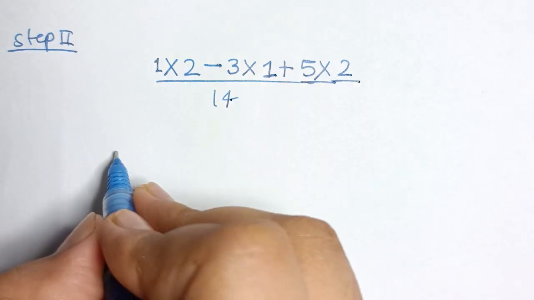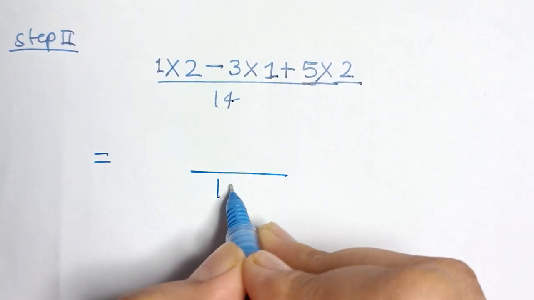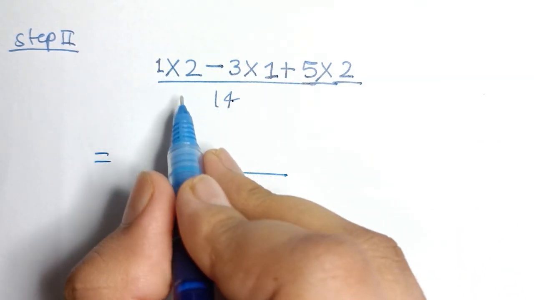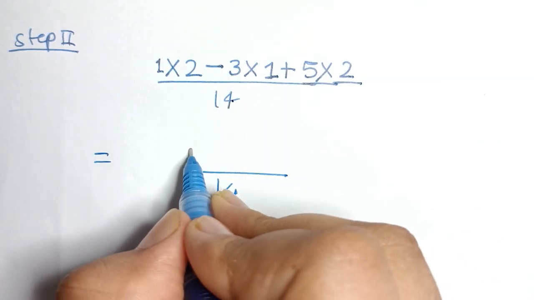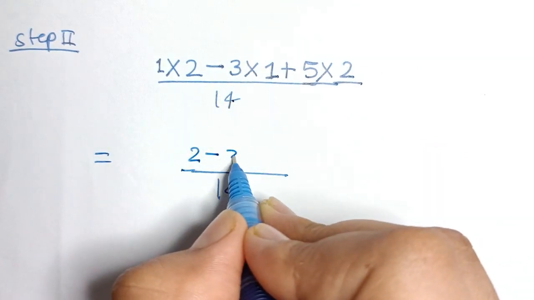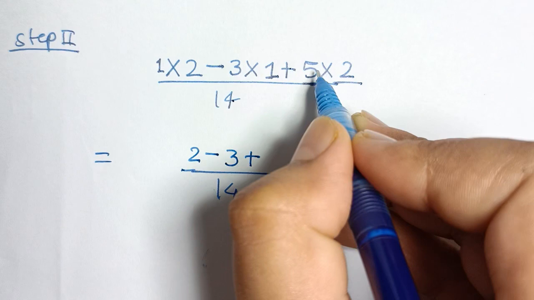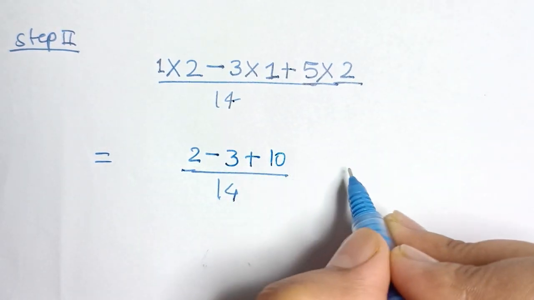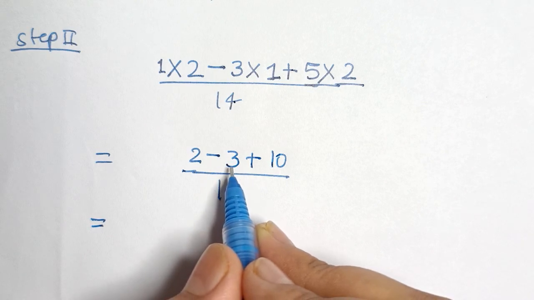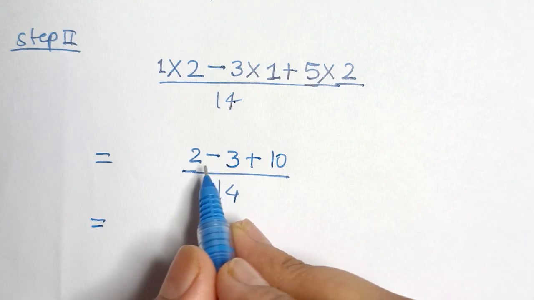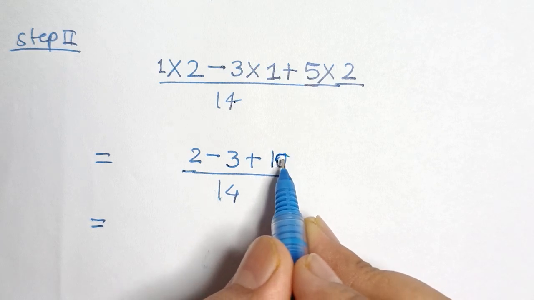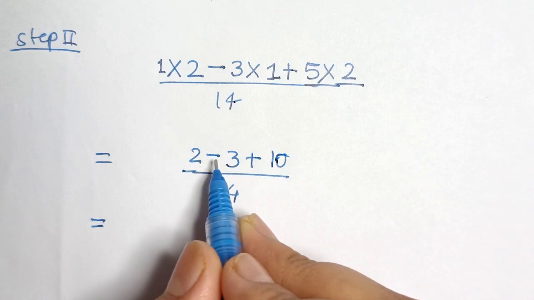Now you have to simplify it. Write down 14 in the denominator as it is. 1 into 2 is 2, then the sign of minus, then 3 into 1 is 3, then the sign of plus, then 5 into 2 is 10. Now again you have to simplify. When you simplify it, first observe which number has a positive sign and which has a negative sign. Positive will be added up and negative will be subtracted.